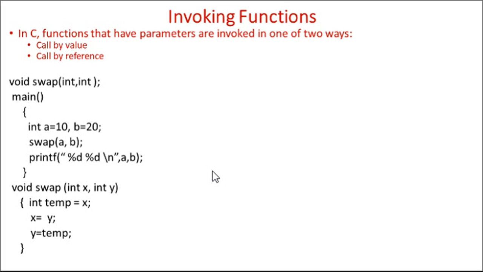In the earlier lectures we have seen that function categories are there: the first category no argument no return, second no argument with return, third one with argument no return, and the last with argument with return.